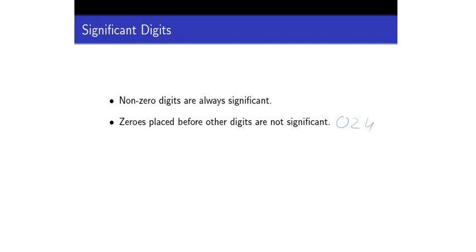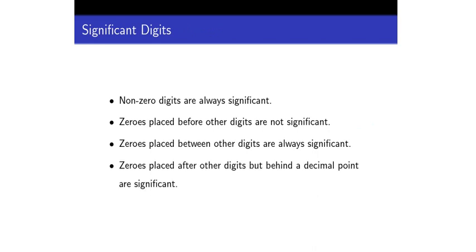And what zeros are significant? Zeros placed between other digits are always significant. Let's consider the example again: we have taken 0 to 4 and 204. Here the 0 is significant, and there the 0 is not significant. But if you talk about the fractional part, with a decimal number, zeros placed after other digits but behind a decimal point are significant.